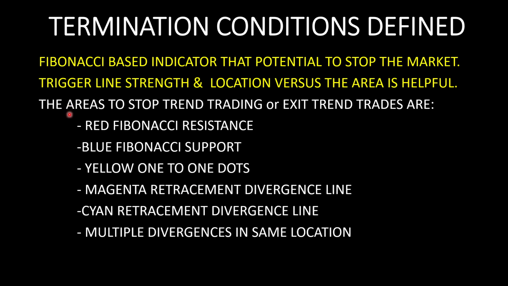To review, the major Fibonacci areas that will stop the trend are red Fibonacci resistance, blue Fibonacci support, yellow 1-to-1 dots, magenta retracement divergence lines, cyan divergence lines. Finally, multiple divergences in the same price range or location have the potential to stop the trend.